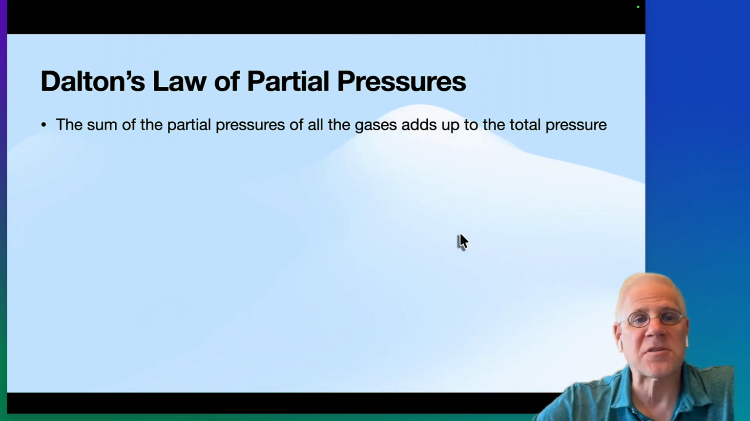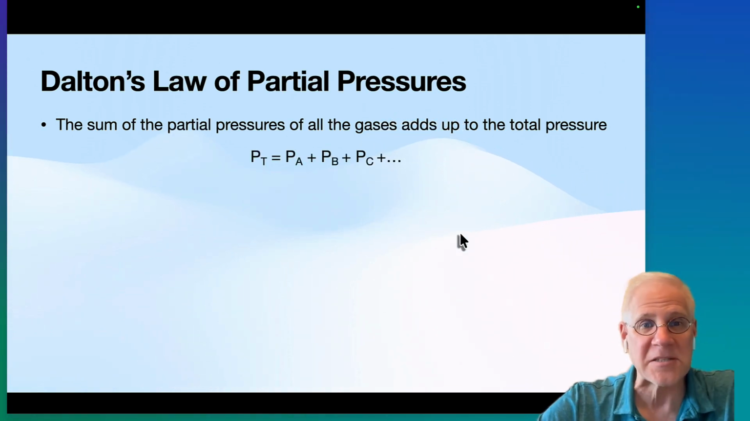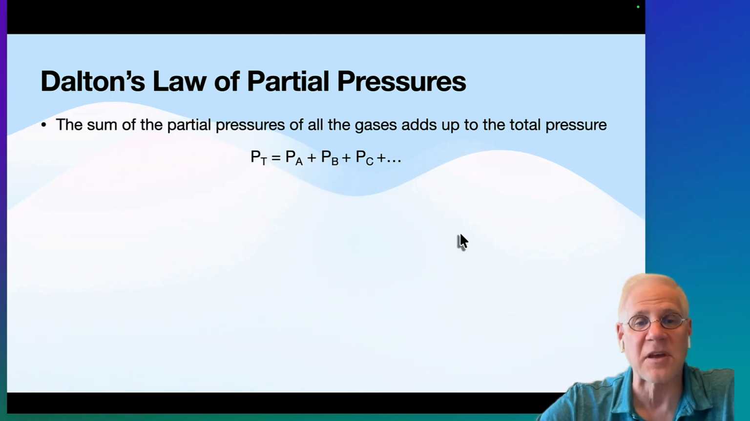Now, Dalton's law of partial pressures says that the sum of the partial pressures of all the gases present in a sample has to add up to the total pressure. Hopefully that makes sense. So P total has to equal the pressure of component A plus the pressure of component B plus the pressure of component C, etc.